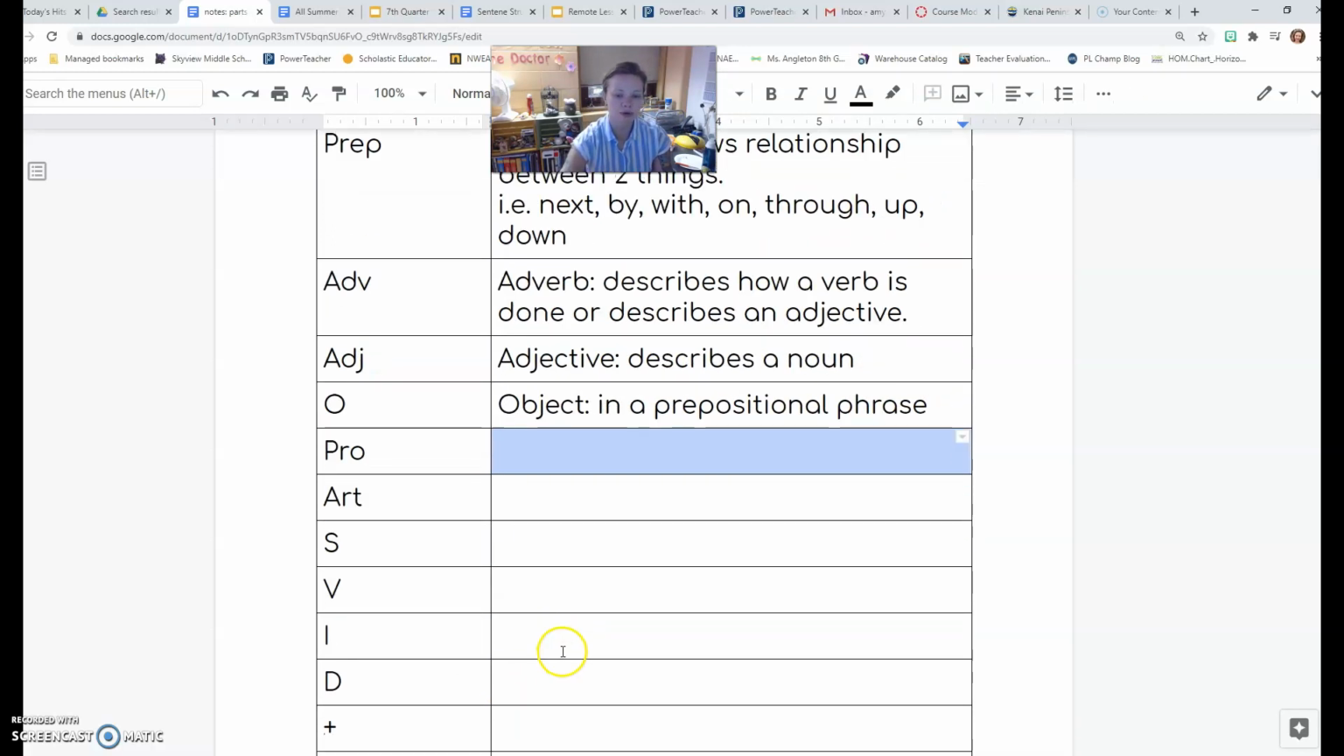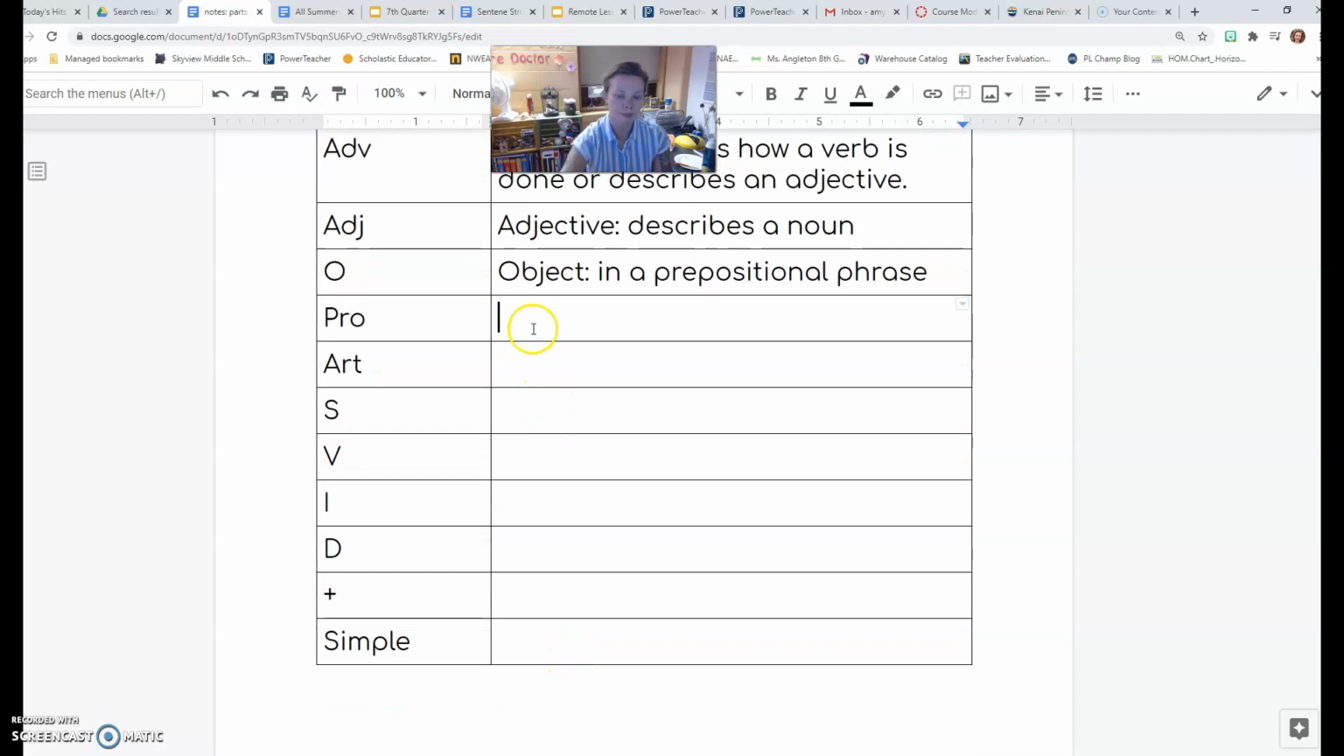Pro means pronoun. And this is a word that represents a noun. So instead of like saying someone's name, the most common pronoun that we use all the time is like he and she. Because it represents a specific person, but we're using he or she as a shorter version of that. And it represents a noun.